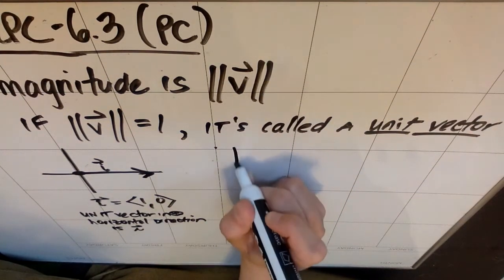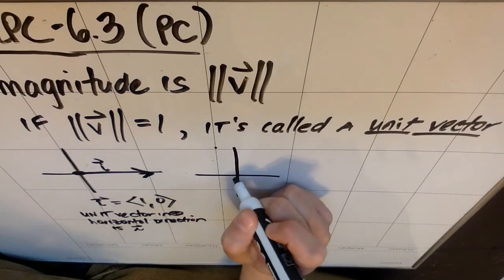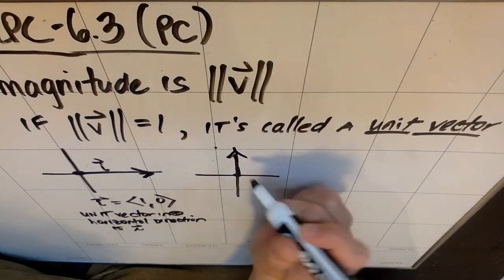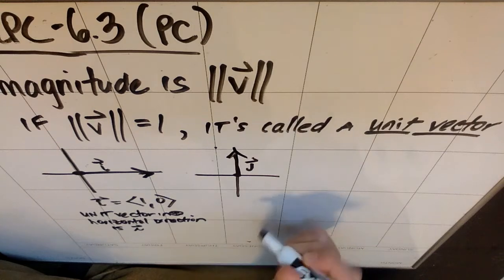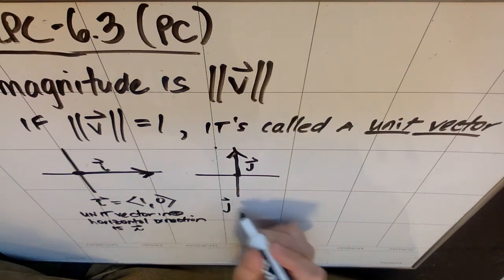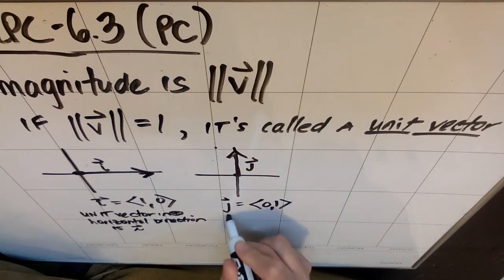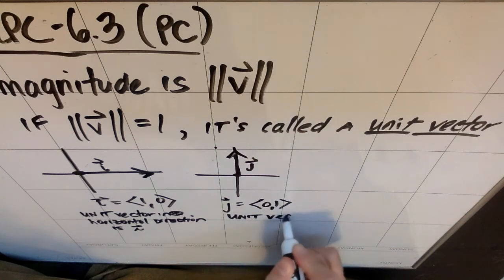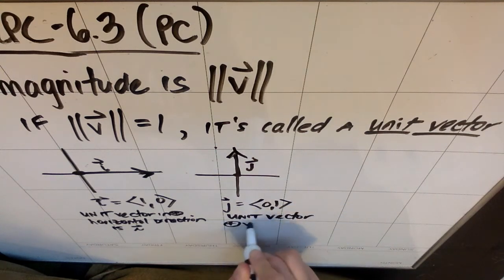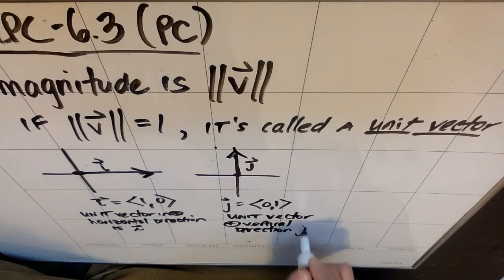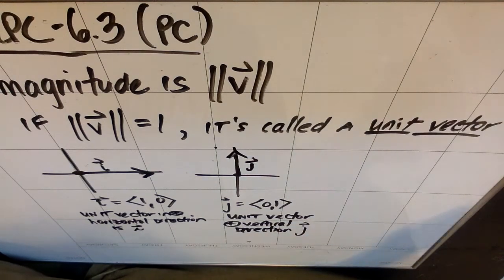You can also have a unit vector that's 1 unit in the positive vertical direction, and that's called the j vector. So the vector j is the unit vector that is 0, 1, so that's the unit vector in the positive vertical direction, right? So it's j with that vector hat on top of it. So those are the two common ones.